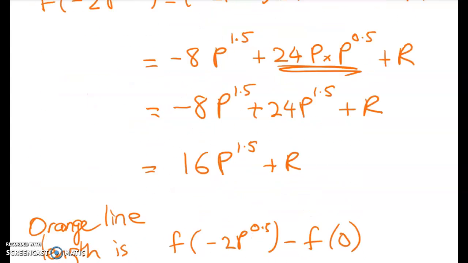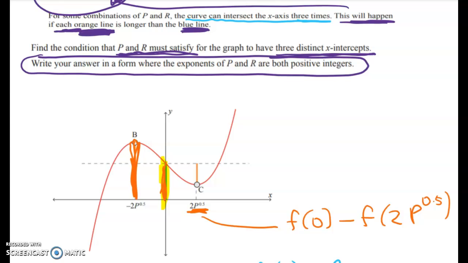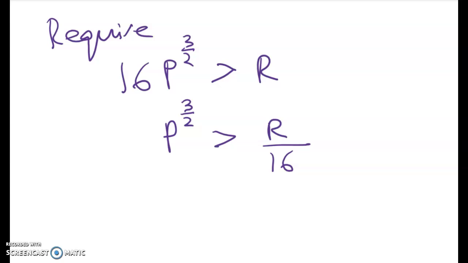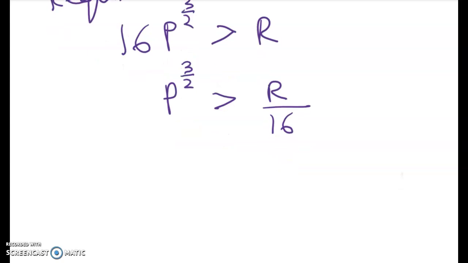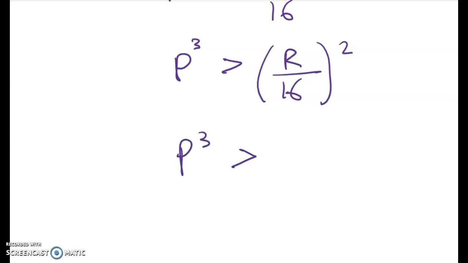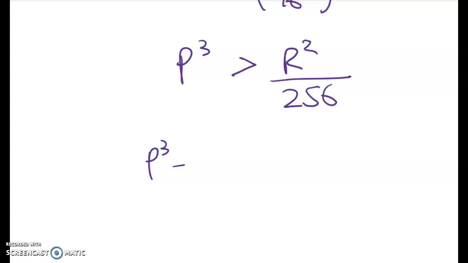And the question asked me to give my answer in a form where the exponents of p and r are both positive integers. So I can't leave it like this, although you've probably got most of the marks in the question if you've got this far. I'm going to now square both sides. So we have p cubed is greater than r over 16 squared, which gives me p cubed is greater than r squared over 256. Okay, I'm just checking that that's what I got when I did it earlier. Another way to write that is this.